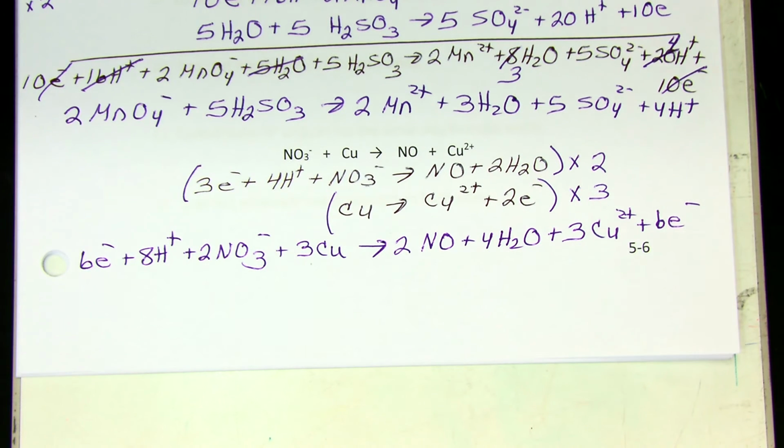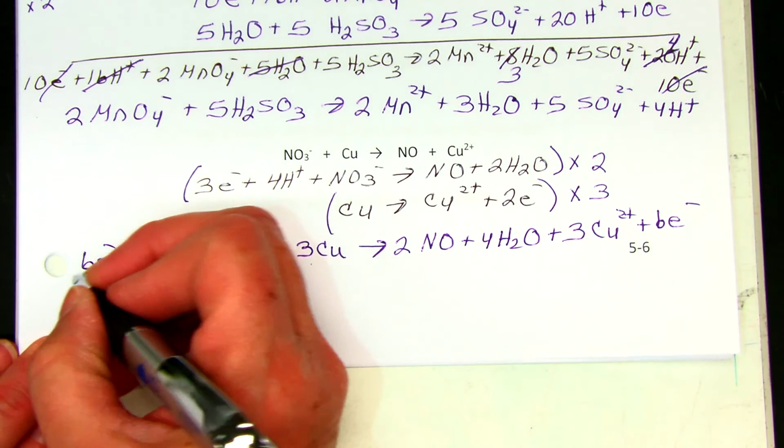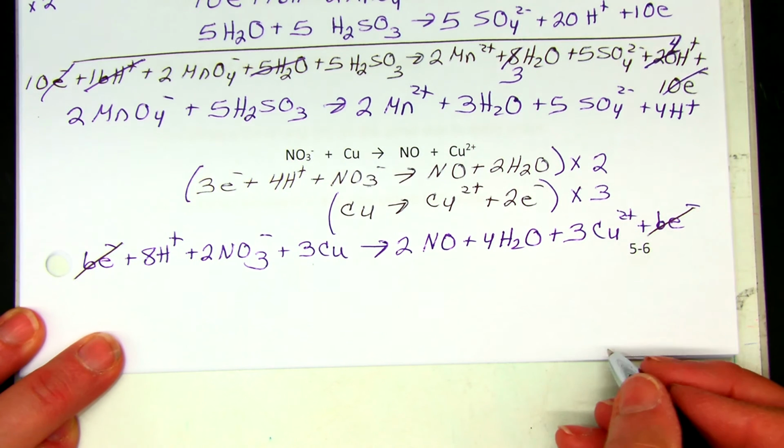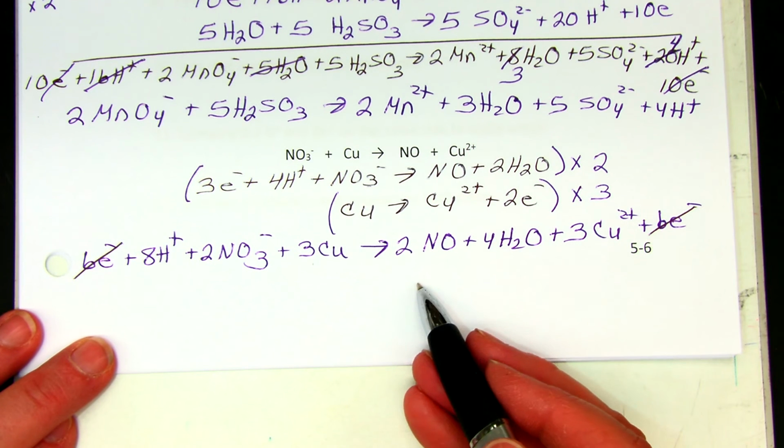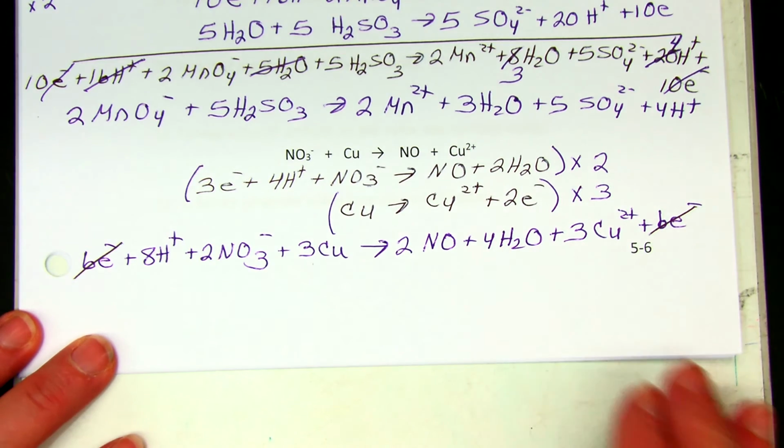Do you see how when I'm trying to combine steps to avoid writing, it's real easy to make a mistake with what you're writing? So now, that's why we always check at the end. Now, what cancels? 6 electrons, and that's it. Because the copper half didn't have any water or any hydrogen.